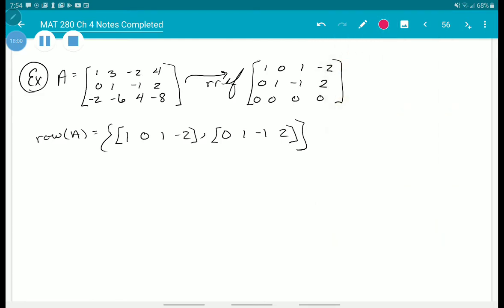To solve the null space, you set this equal to 0. And when we perform row operations, we're going to get 0. So our null space is going to be x1 equals negative x3 plus 2x4, x2 is equal to x3 minus 2x4. So x3 is free, x4 is free.